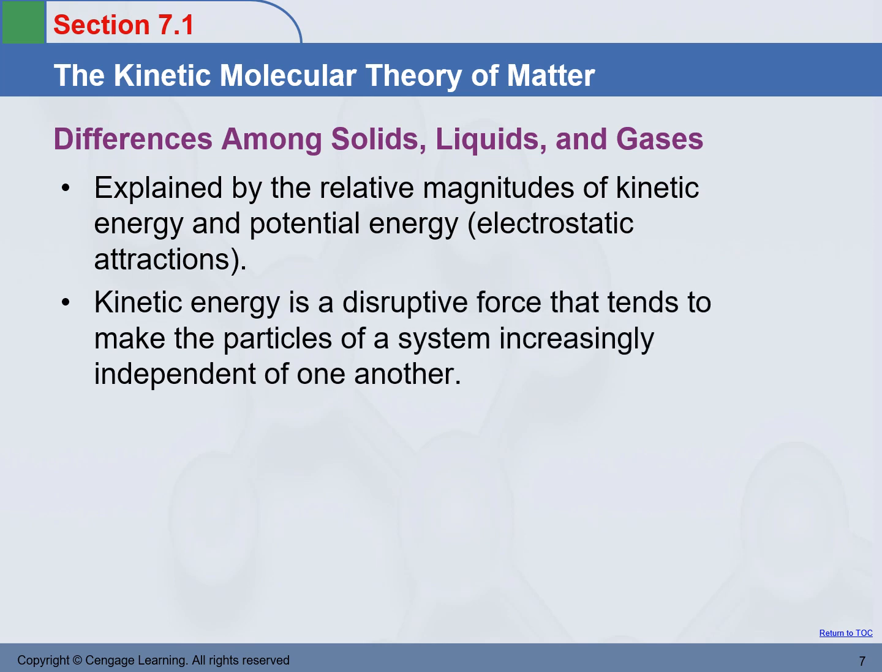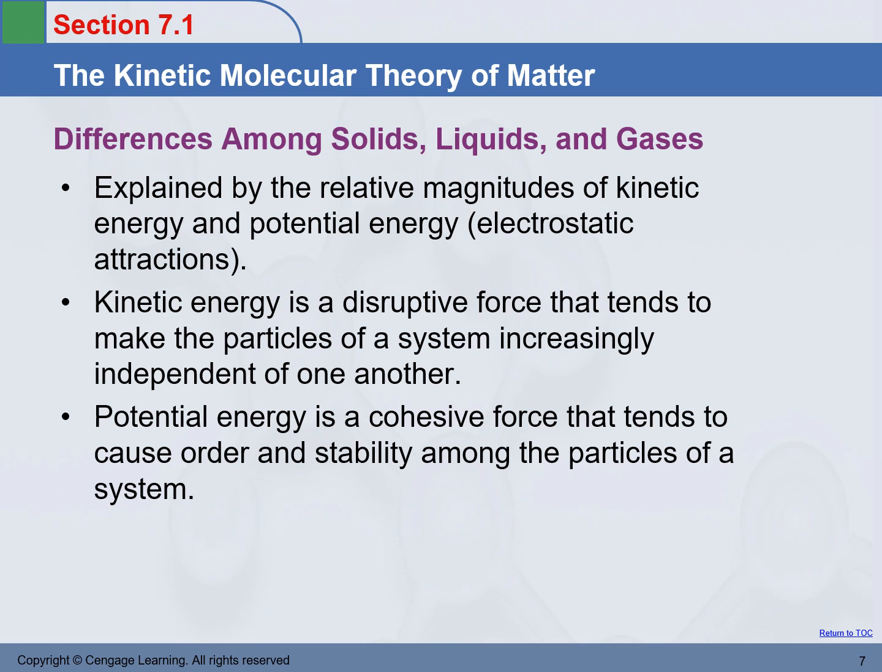Kinetic energy is a disruptive force that tends to make the particles of a system increasingly independent of one another. They try to move away from each other. The faster they move, the more likely they will move away from each other. Potential energy is a cohesive force that tends to cause order and stability among the particles of a system. It is trying to hold all the particles together. Do not move too far away from me. Stay here.